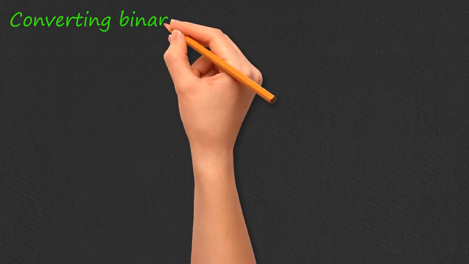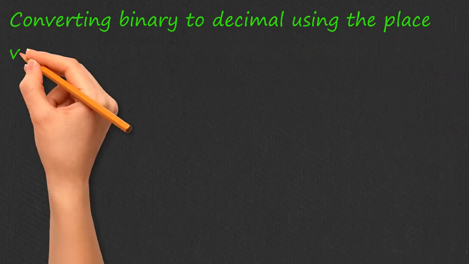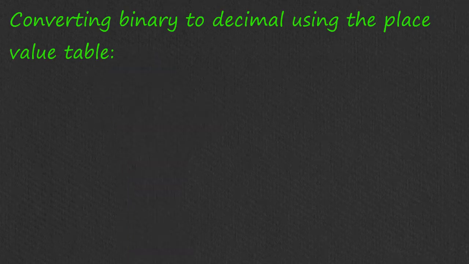First, I would like us to remind ourselves how to convert binary numbers to decimal numbers using the place value table. Can you please spend a few minutes trying to write down how you would convert a binary number to a decimal number?